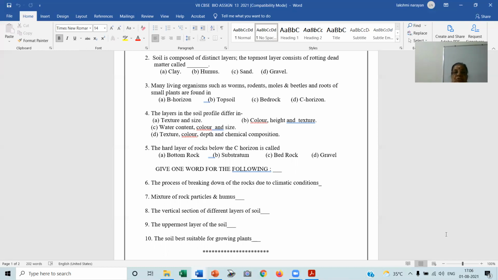You have to give the answer for this. Think a little, I'll give the answer. Can you go through it? Read the question. From question 4 you have to read. Will you? Question 4. Can you select the option? Question 5. Hard layer of rocks below the C horizon. Select the option.